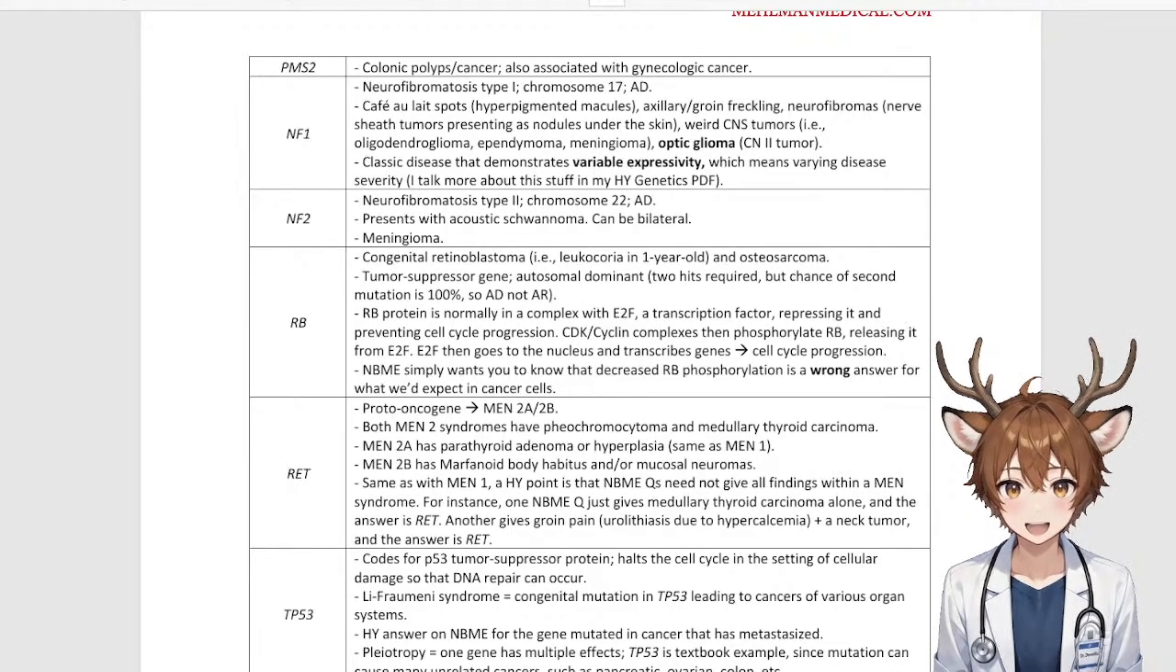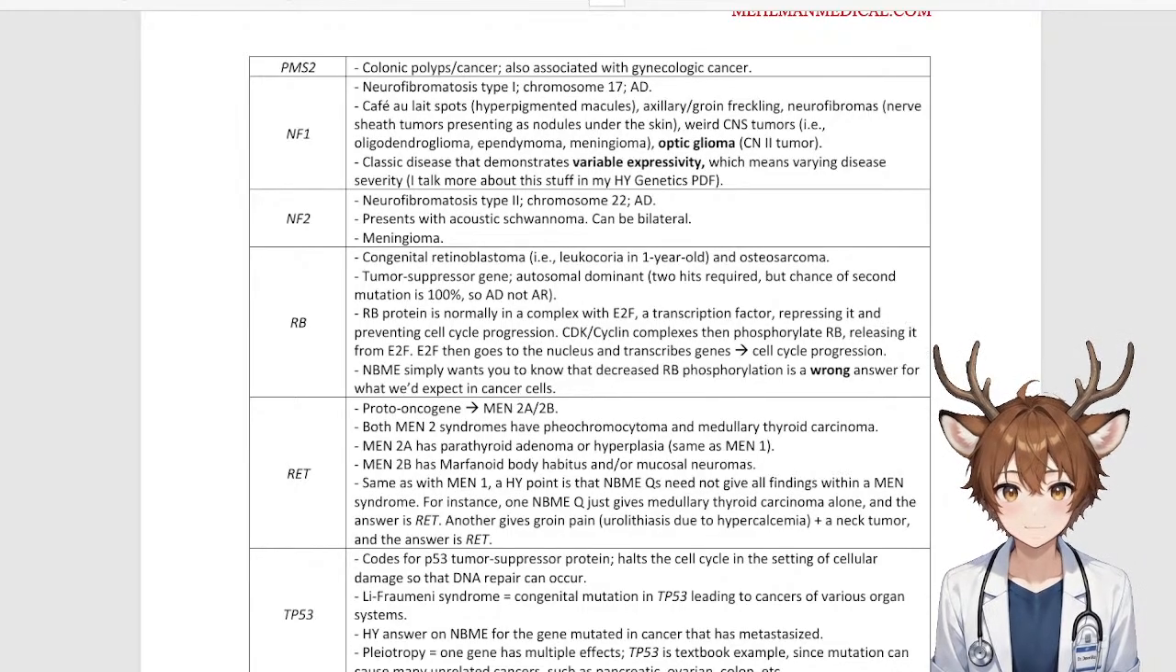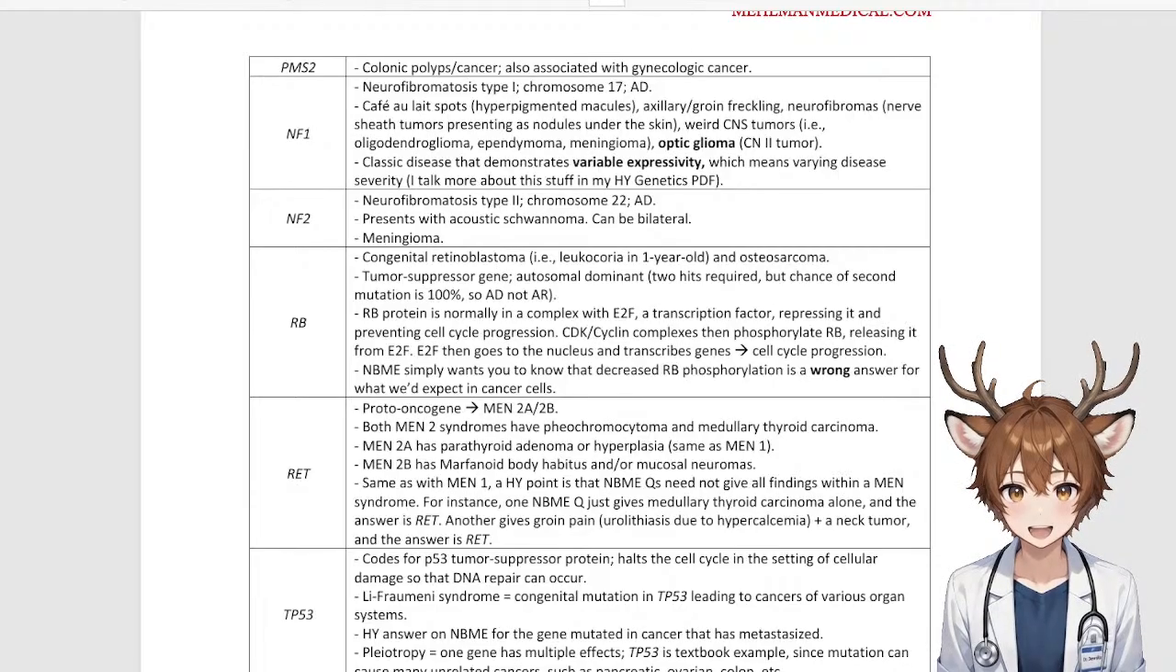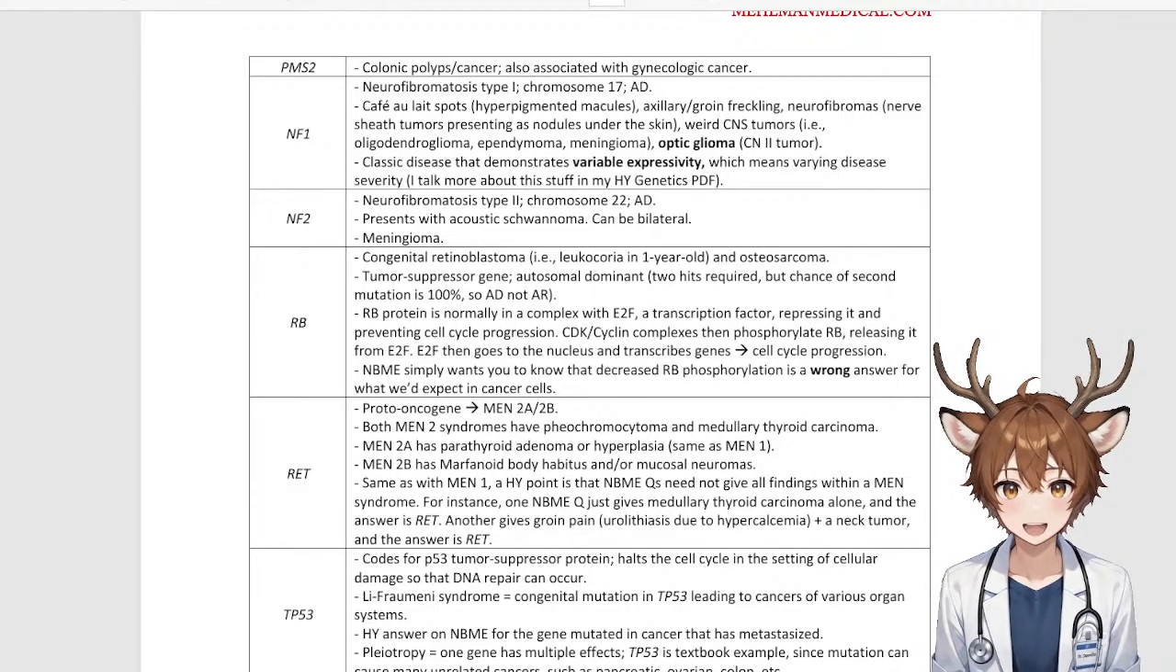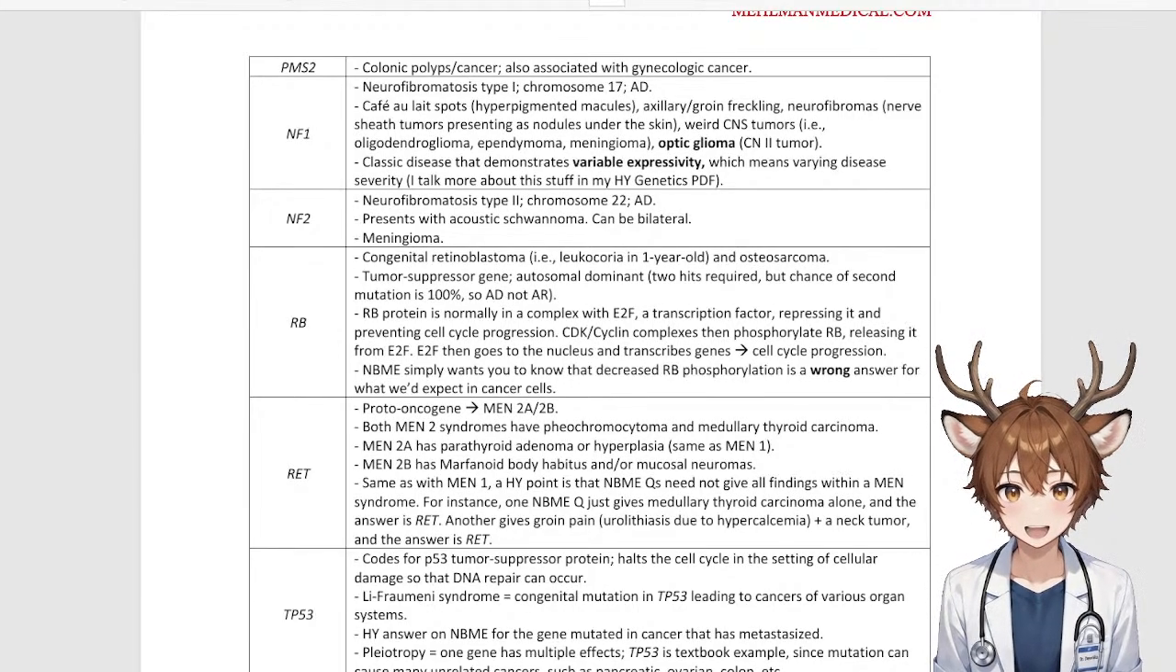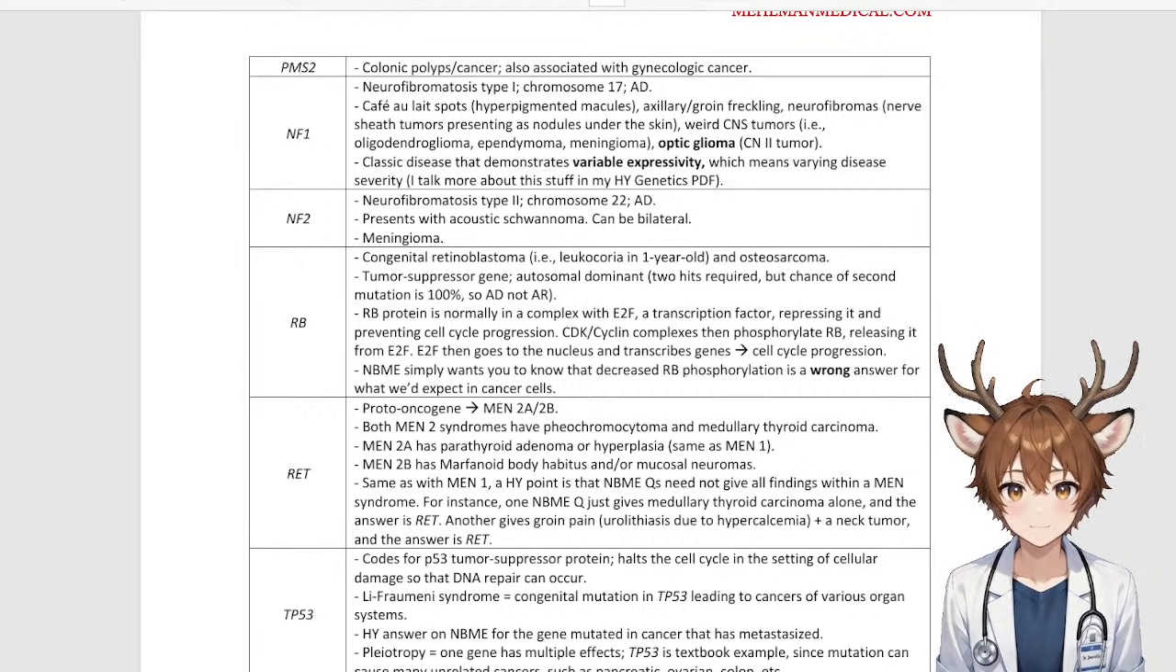NF2, neurofibromatosis type 2, chromosome 22, autosomal dominant. So it's not even the same chromosome. Bear that in mind as well. Presents with the acoustic schwannoma, which can be bilateral, and a meningioma.